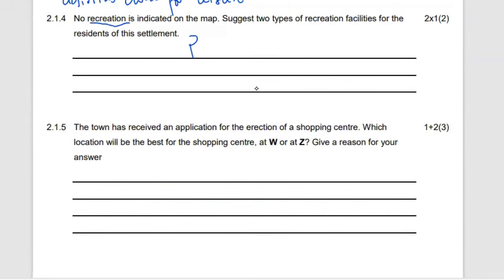We can have parks. People can go and enjoy their leisure time in a park. Or we can also have cinemas as recreational activities. Or we can also have theaters.